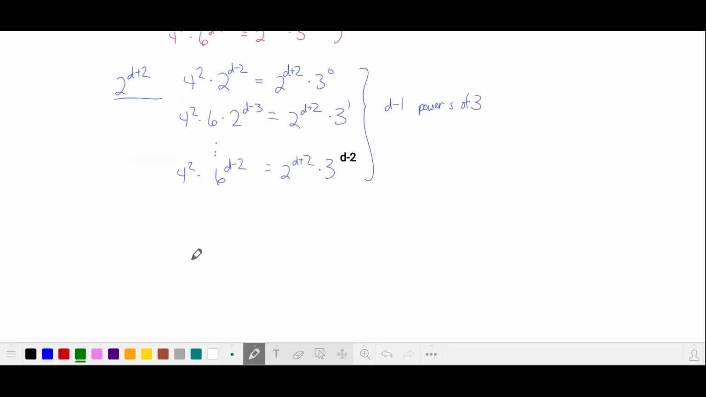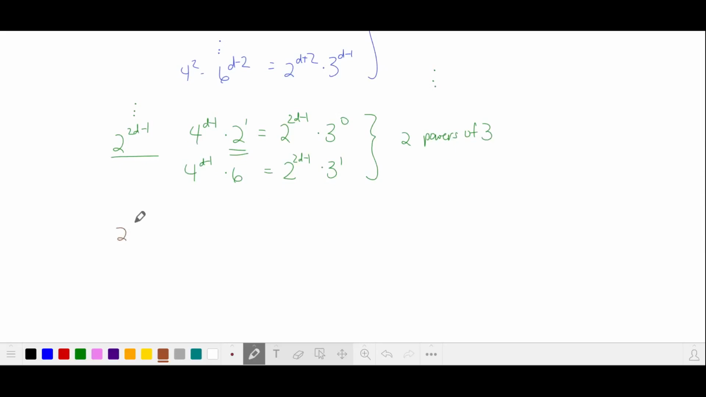We'll continue with the two highest powers of 2. The second to highest is 2 to the power of d minus 1. We could have d minus 1 4s and then one 2. This gives us 2 to the power of 2d minus 1 and no 3s. And then if we change this 2 into a 6, we get one 3. And here now we're down to 2 powers of 3.